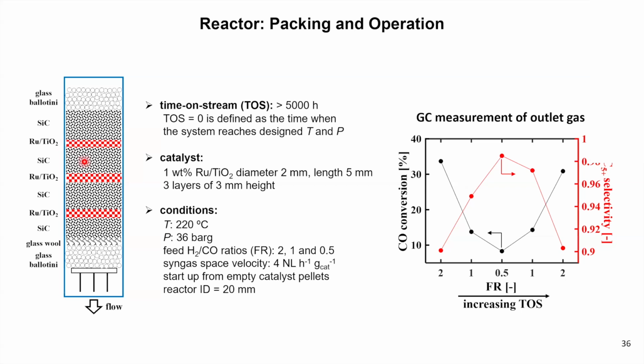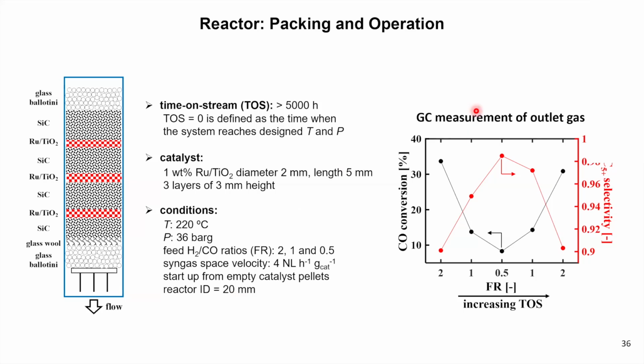Just a little bit of a close-up on the reactor. It's helpful to look at this to understand some of the later results. We dilute the catalyst to keep it at approximately isothermal conditions, because it's an exothermic reaction. So we have three layers of catalyst. This ruthenium titania is the catalyst layers, and between them we have silicon carbide, which is essentially just a diluent and helps with heat transfer. We've run this for a long time, over 5,000 hours, with a few more details there.